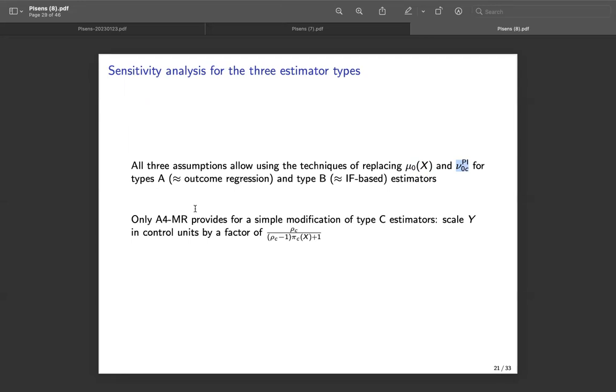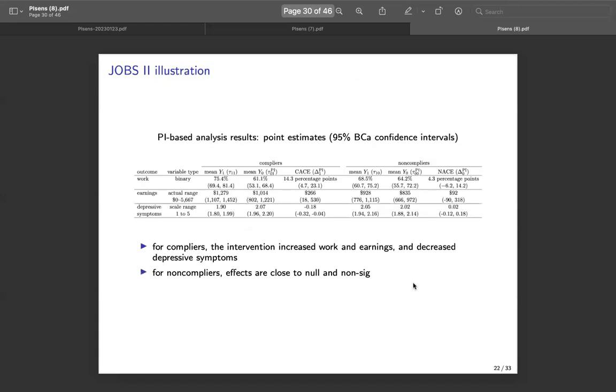The OR and GOR assumptions unfortunately don't provide a simple modification for type C estimators, but the MR one, with a simpler result, gives a simple modification, which is just to scale the outcome in control units by a factor of this before implementing whatever estimator you want to implement for the mean analysis. So that's simple. Okay, a little bit of data illustration. In jobs 2, we're considering three outcomes. One is work for pay, a binary outcome. Earnings is a positive outcome with this actual range. And then depressive symptom is on a scale from 1 to 5, so bounded on both ends.